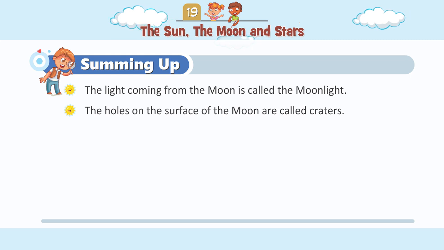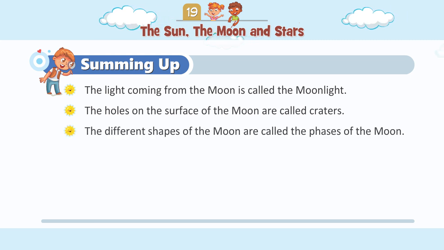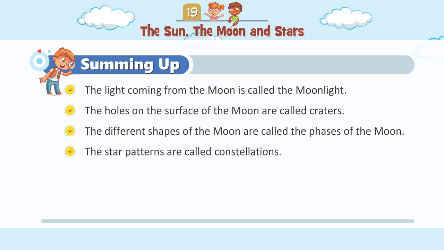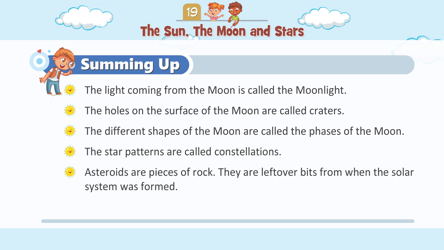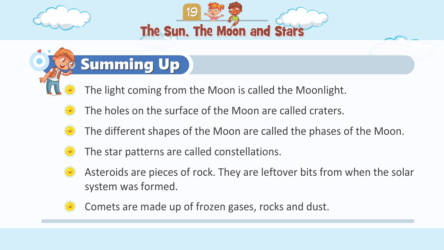The holes on the surface of the moon are called craters. The different shapes of the moon are called the phases of the moon. The star patterns are called constellations. Asteroids are pieces of rock. They are leftover bits from when the solar system was formed. Comets are made up of frozen gases, rocks, and dust.